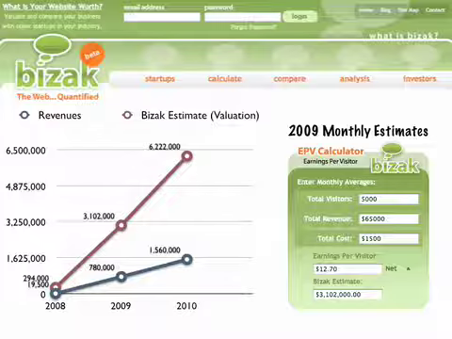For 2009, I'm anticipating 100 new paying monthly investor subscribers at $250 a month, or $25,000 total revenues a month, and 10 XML subscriber clients for a total of $40,000 a month. So for 2009, I'm anticipating $65,000 monthly revenues for a total of $780,000. If you plug this into our Bizak calculator, that is a valuation of $3.1 million.